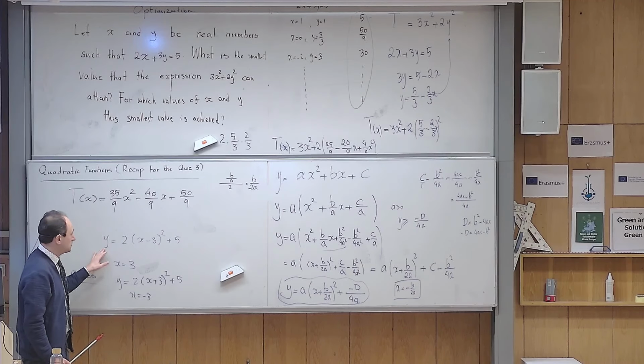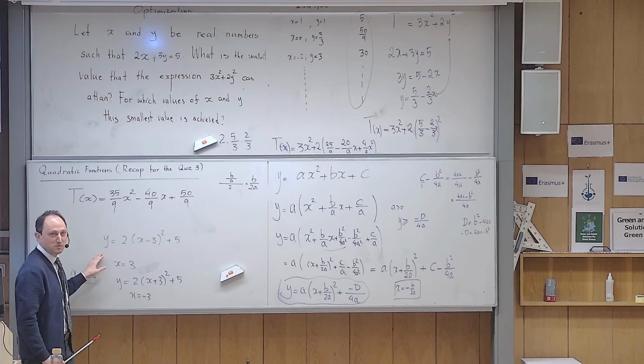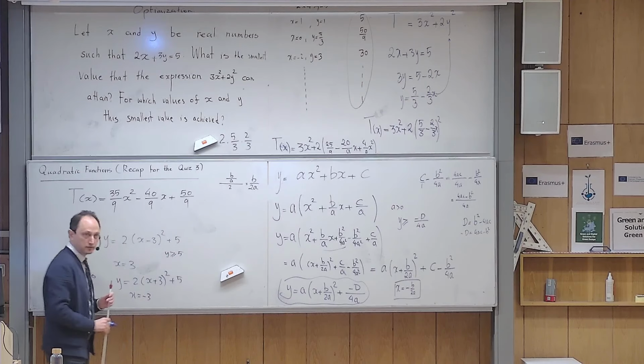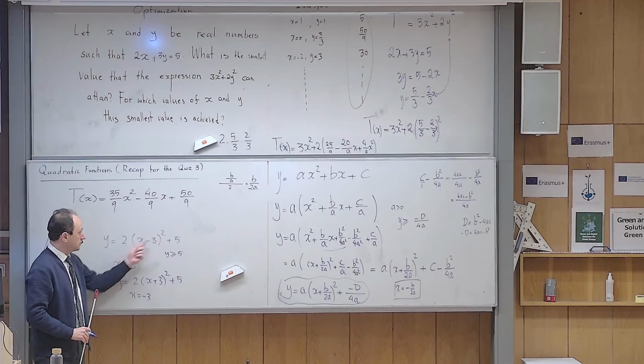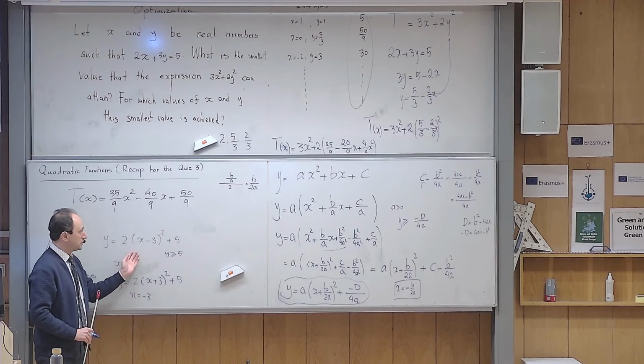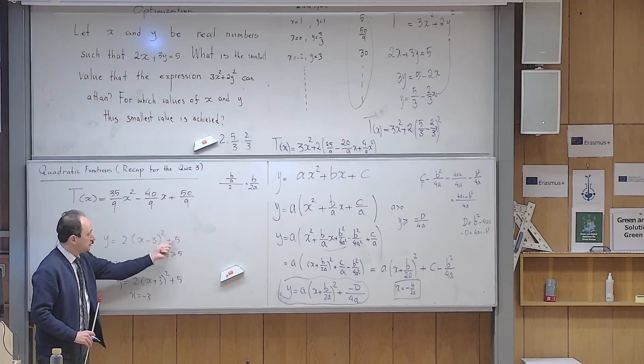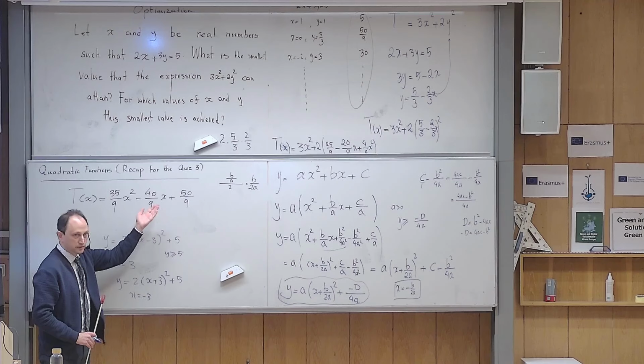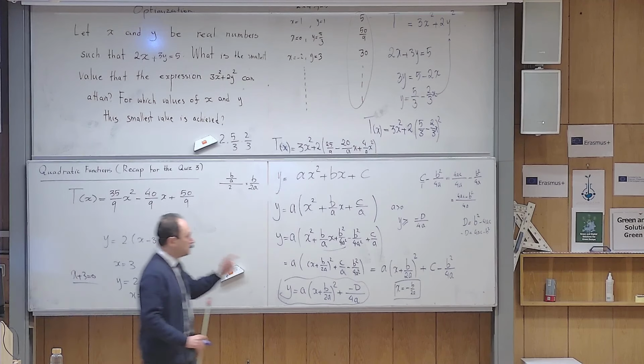So what is the minimum of this function? Y is greater than or equal to 5. Why? Because this is positive, because it is an even power. I am adding a positive number to 5, so y goes beyond 5. It goes higher. So now you see why it is important.